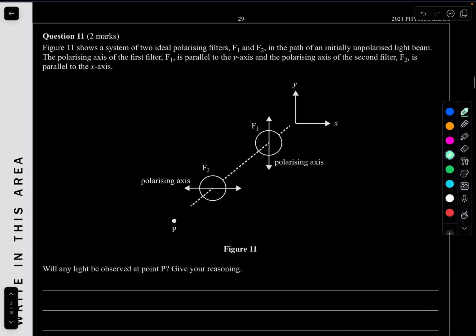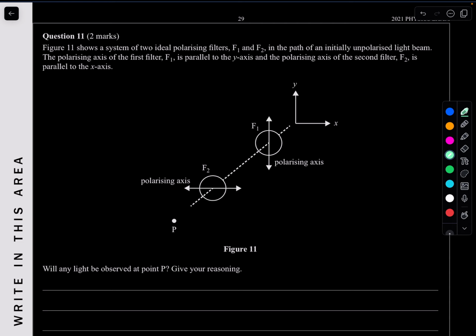Beautiful. Question 11. Figure 11 shows a system of two ideal polarizing filters, F1 and F2, in the path of an initially unpolarized light beam. The polarizing axis of the first filter, F1, is parallel to the y-axis, and the polarizing axis of the second filter is parallel to the x-axis. You don't even have to stress about this. Those students who are doing the 2024 study design and greater, this is not in the study design anymore.